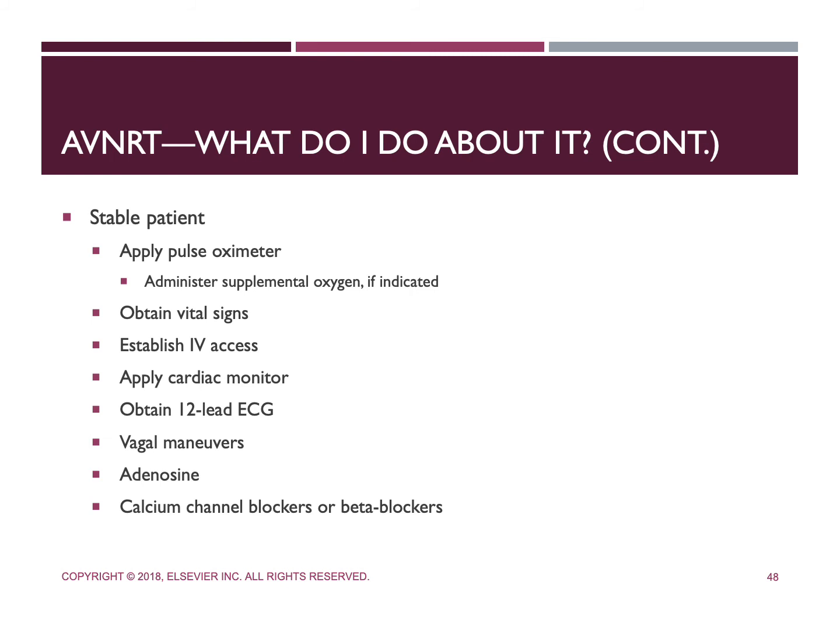So if the patient is stable, but they're experiencing some of those symptoms, and those symptoms are a result of that rapid heart rate, we want to make sure we apply a pulse oximeter and administer oxygen if it's needed. Remember that pulse oximeter is going to give us not only our pulse, but also our oxygen levels. We want to obtain the patient's vital signs, make sure we have IV access, and get a 12-lead ECG reading on them. We're obviously going to continually monitor that ECG.